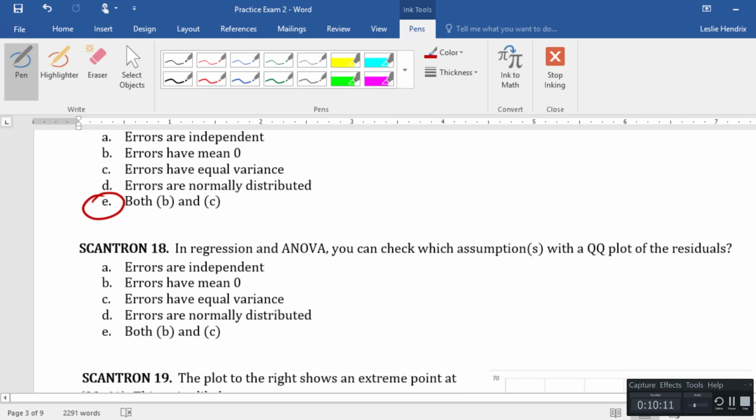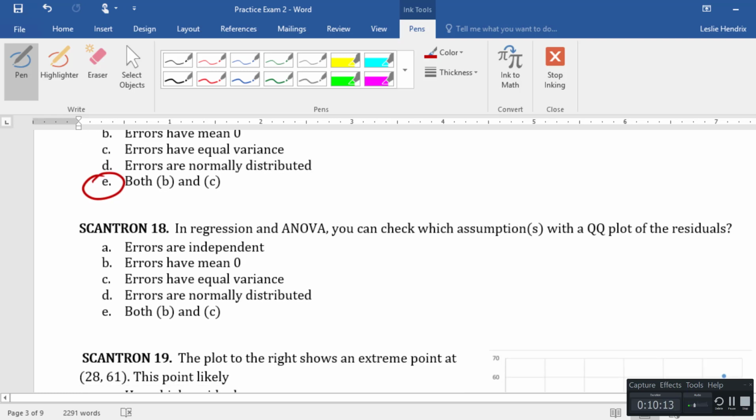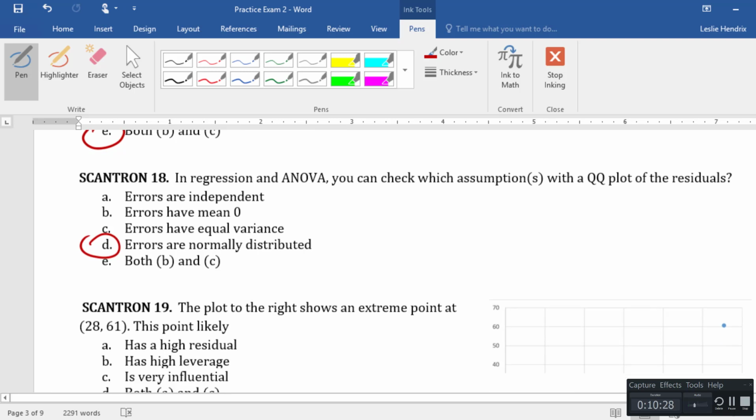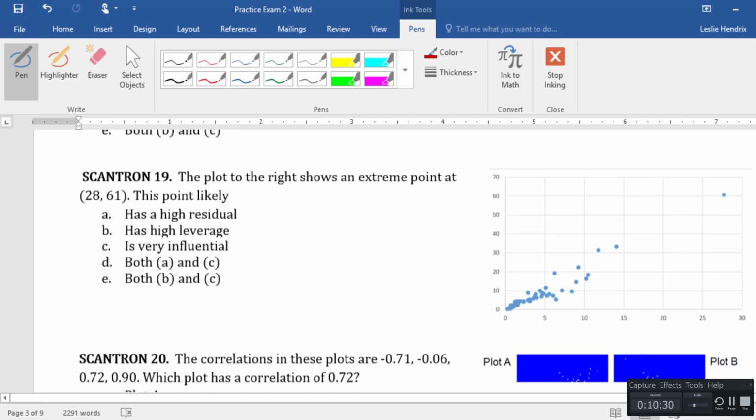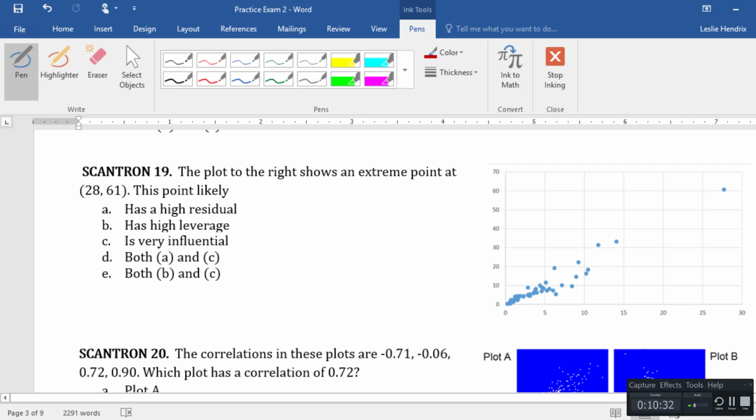And the assumption that you can check with the QQ plot of the residuals is that the errors are normally distributed. Another thing to keep in mind that we taught you is if your errors are from a normal distribution, what should that QQ plot look like? It should be linear. It should be a straight line. So keep that in mind too. All right, the plot at the right shows this extreme point right here.